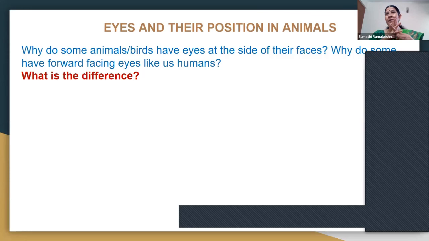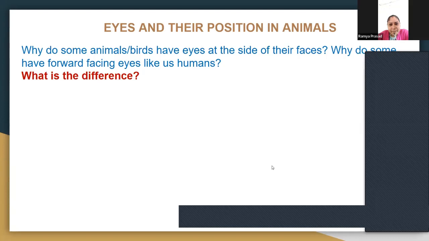Because they have to look in all the directions, like front, side, everything. All the animals don't have the same type, ma'am. That's what I'm telling you. As they can focus on different things at a time.